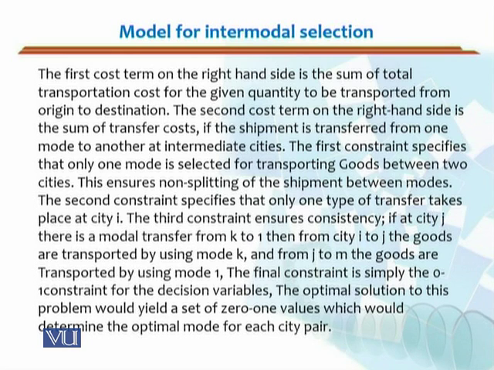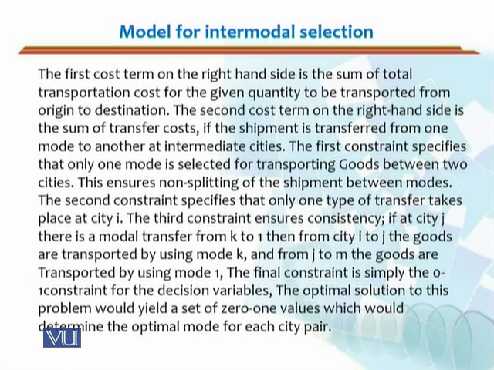And the third constraint ensures consistency. If at city, let's say j, there is a modal transfer from k to l, then from city i to j, the goods are transported by using mode k, and from j to m, the goods are transported by using mode l. The final constraint is simply the 0-1 constraint for the decision variables. The optimal solution to this problem would yield a set of 0-1 values, which would determine the optimal mode for each city pair. What does it mean?